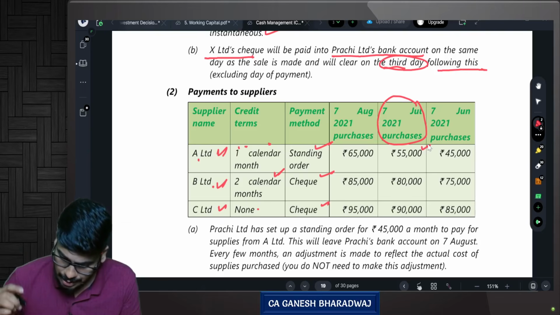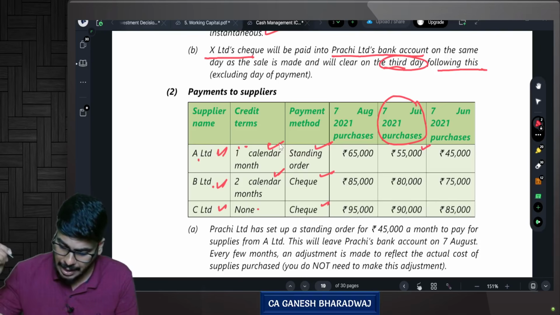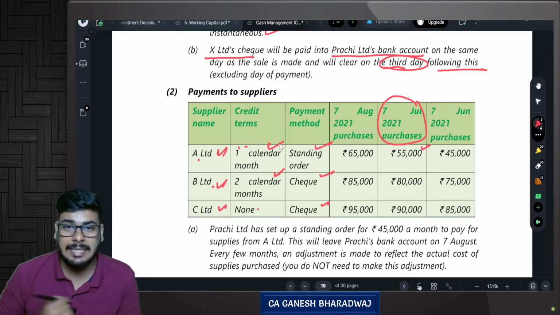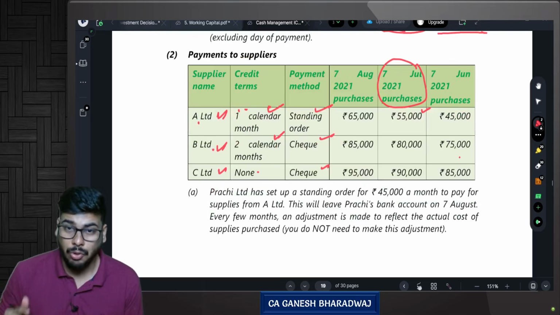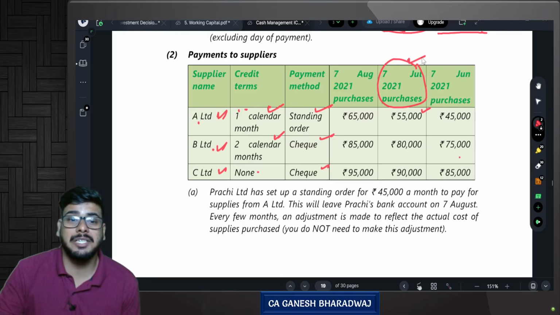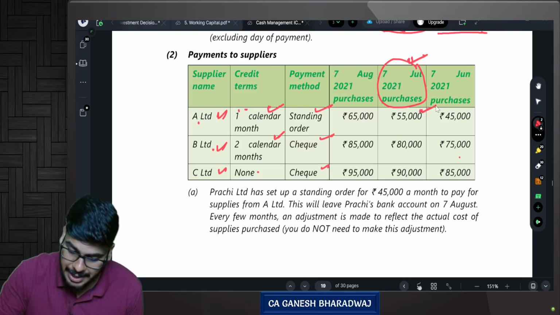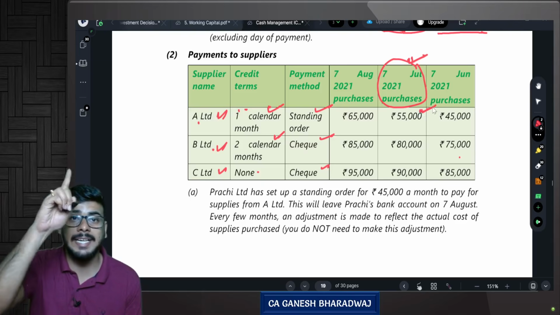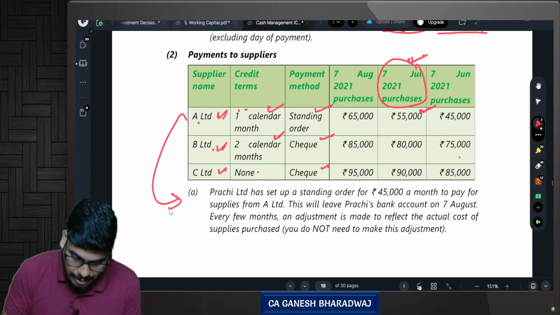So this 55,000 rupees is actually the amount of payment that comes in. So look at this. This is 1 calendar month, right? This is 1 calendar month. So basically on 7th of August, what will be the amount that they will be paying? What are the relevant purchases? That is the purchase from 1 month before, 55,000 rupees that I need to pay. Correct or not? But wait, read this along.